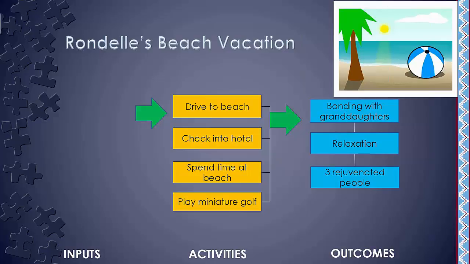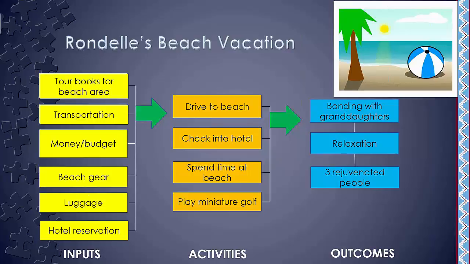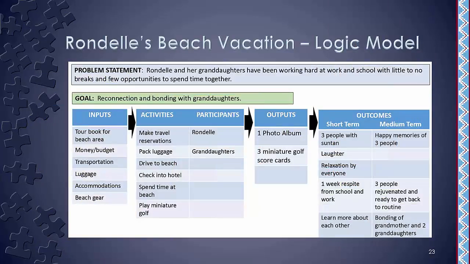So if we put all of this together, our logic model will look like this. My problem statement: Rondelle and her granddaughters have been working hard at work and school with little or no breaks and few opportunities to spend time together. The goal is to reconnect and bond with my granddaughters. And here we have the inputs that we just mentioned. We have the activities we just mentioned, of course, our participants. And although we didn't mention on the slide before, some of the outputs would be a photo album. And of course, we'd have our scorecards for miniature golf.